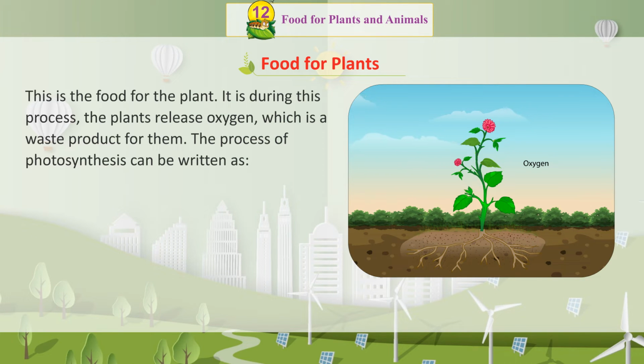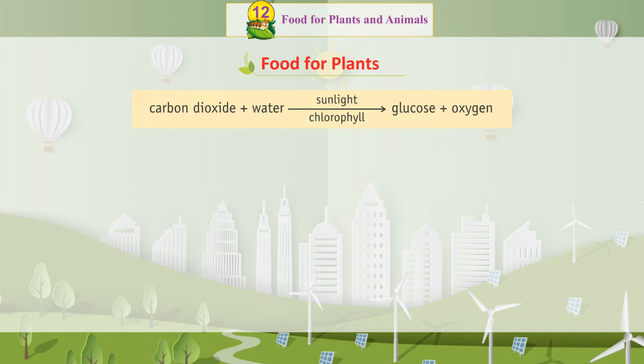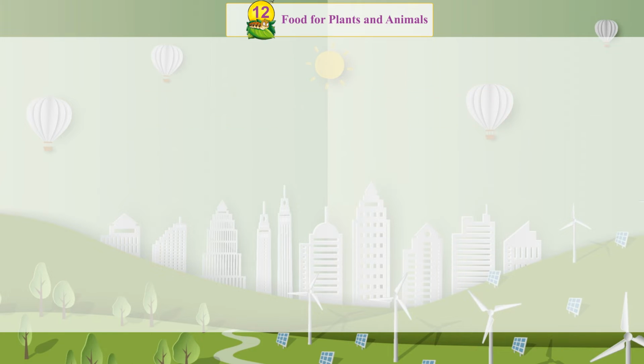The process of photosynthesis can be written as carbon dioxide plus water, in the presence of sunlight and chlorophyll, gives glucose plus oxygen. Plants also absorb water and minerals from the soil through their roots. This is the reason that the farmers add manure and fertilizers to the soil.